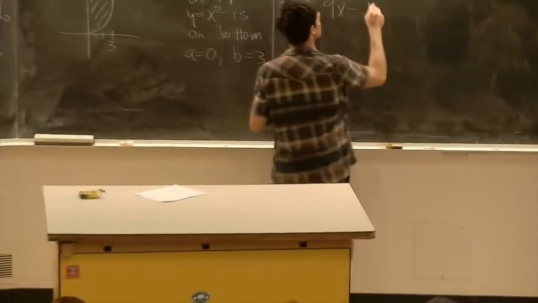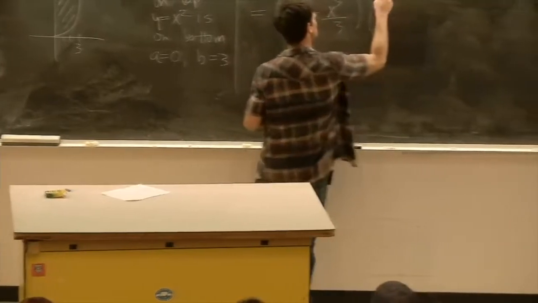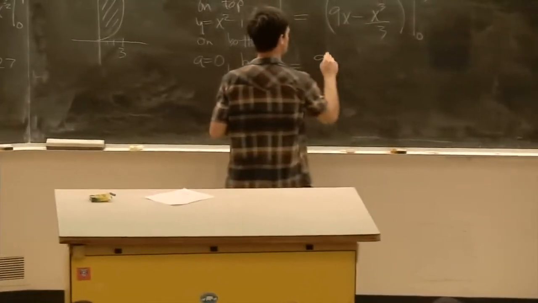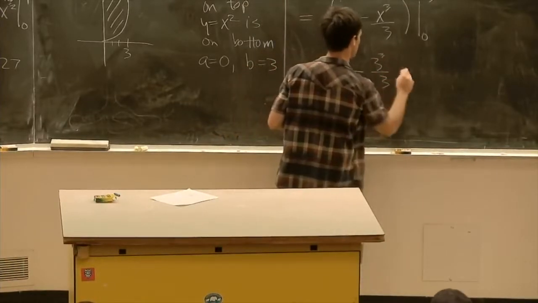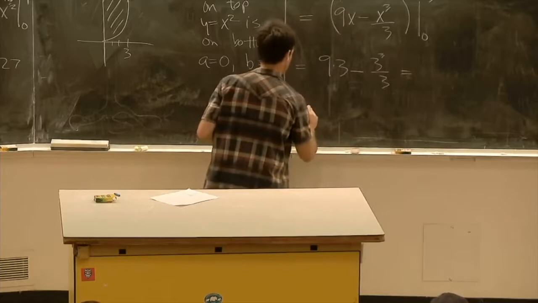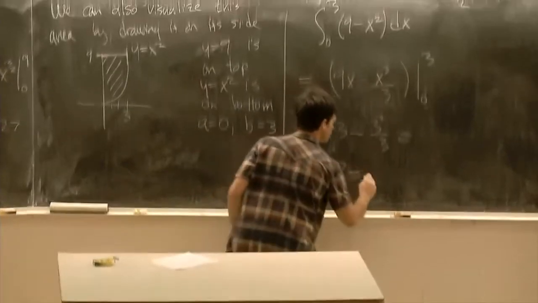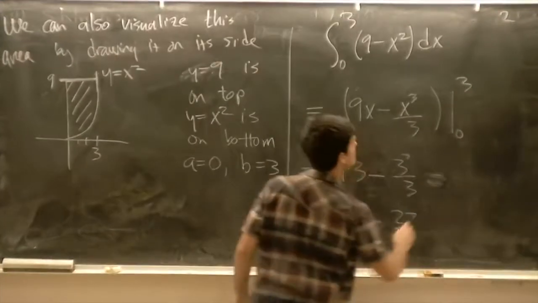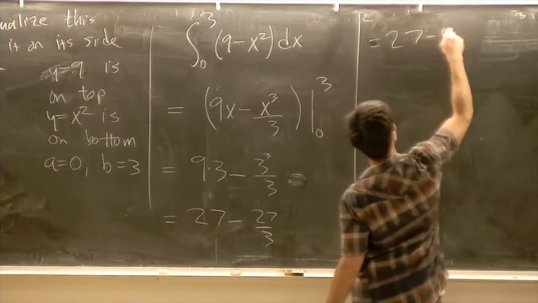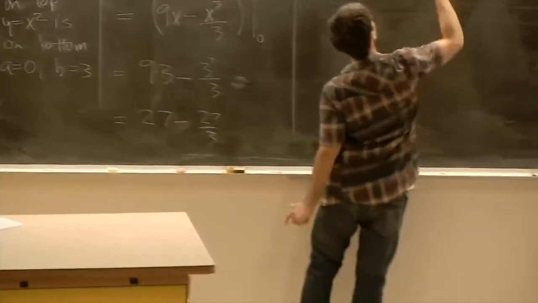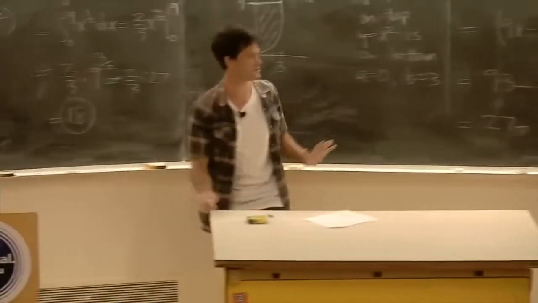I get 9x minus x cubed over 3 from 0 to 3. So I get 9 times 3 minus 3 cubed over 3, which is 27 minus 27 over 3, which is 27 minus 9, which is 18. Okay, good. So everything's consistent so far.